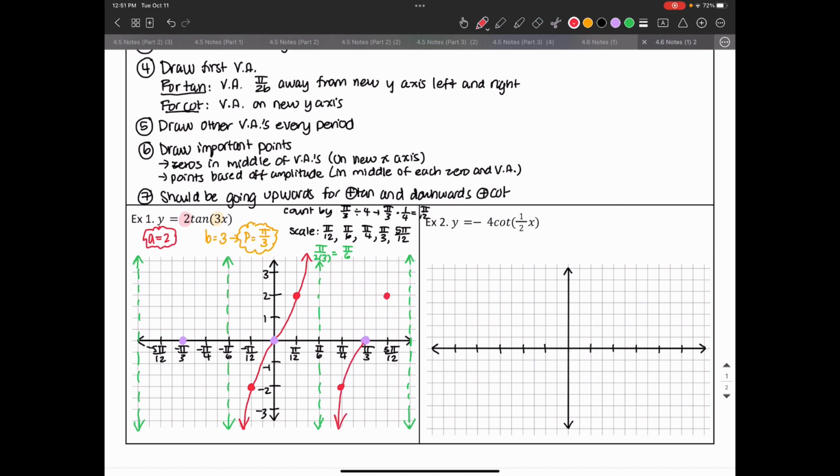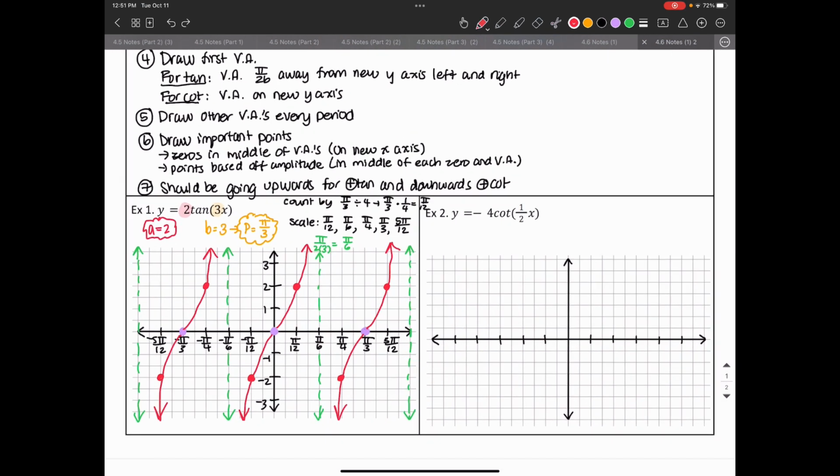And then do the same thing here. And this shape should be repeating. So I should also have a -2 here and +2 here. And I see that shape repeating over and over. I'm checking that it's going upwards for positive tangent. This is positive tangent, and it is going upwards like it's supposed to.